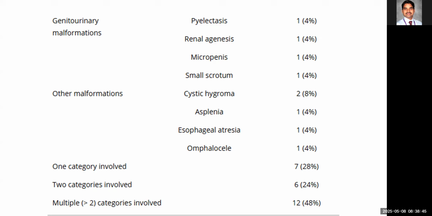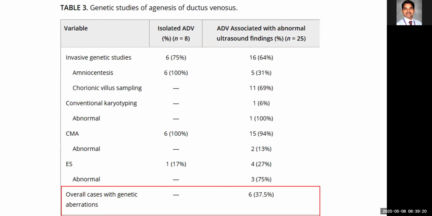Would they have classified the ADV into subcategories? No, sir, they didn't mention. So, yeah. What would have been more interesting is whether it is a case of ADV, the simple agenesis of the ductus venosus, or is it a shunt variety, or is it total, no DV at all, and the umbilical vein joins the systemic circulation? Because I feel the different categories would have different associations, okay, from what we have seen, right?